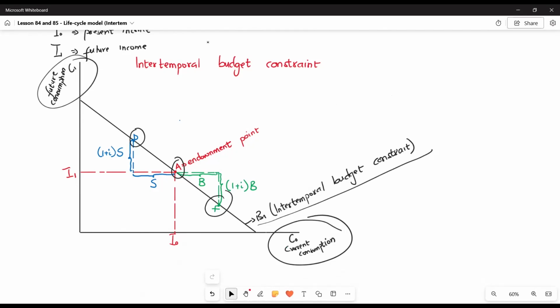This is all that we have on the first part of our lesson on the life cycle model. In our next lesson, we are going to focus more on the intertemporal budget constraint.